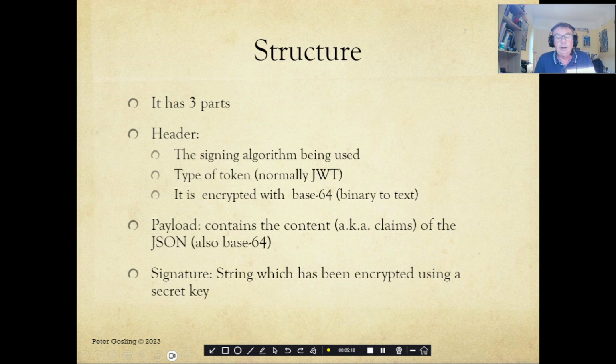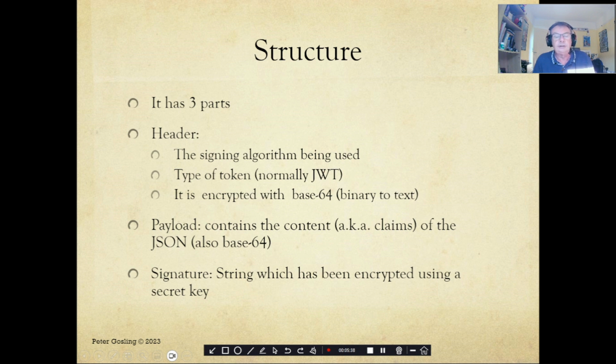The payload then contains the content, or what's also known as claims. If you Google who uses JWT, in it would have details as to who issued it, who it's for, all that kind of good stuff. So there are lots of different claims that you can get within JSON. That payload is also base 64 encoded.